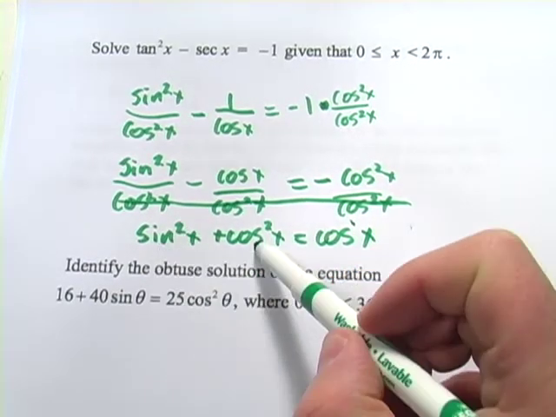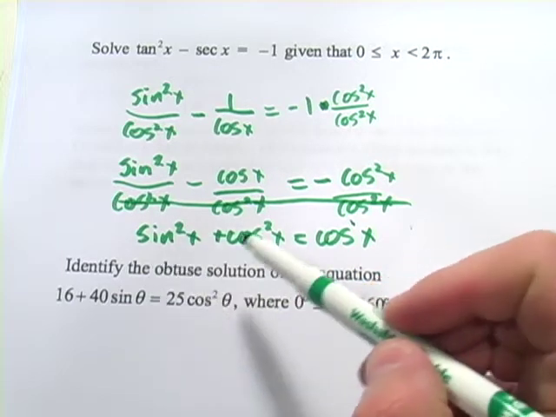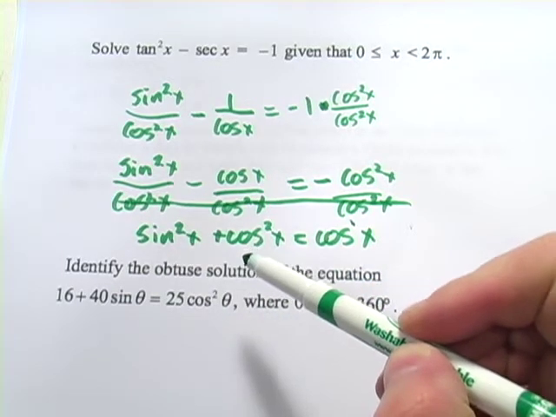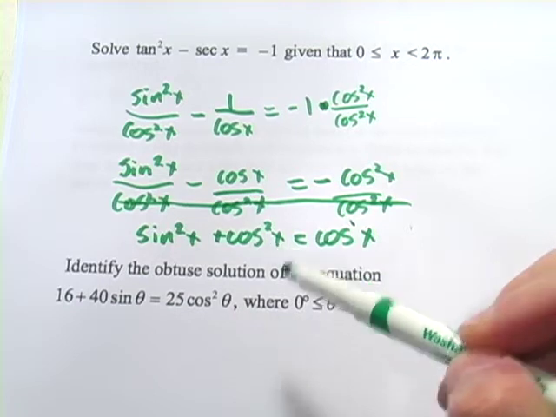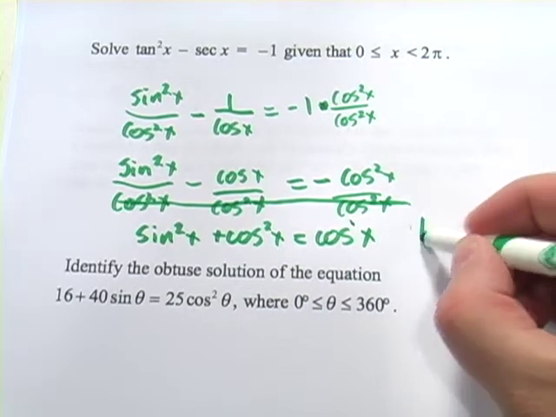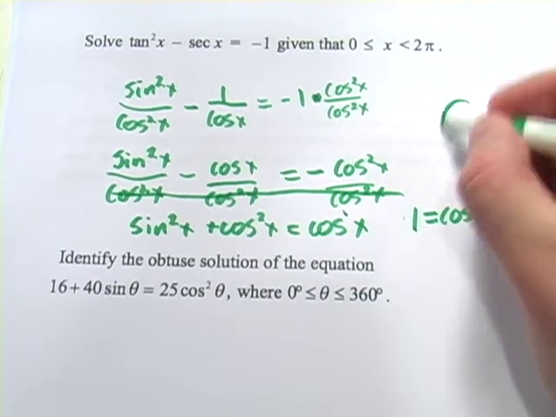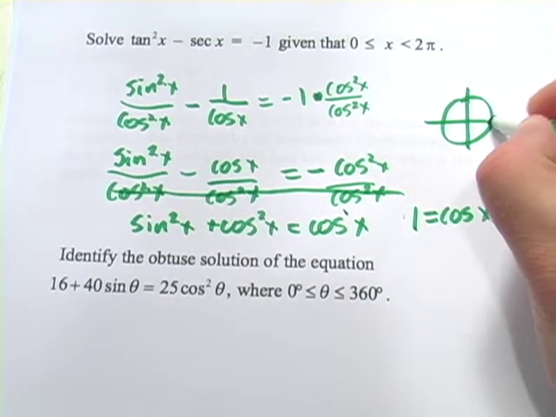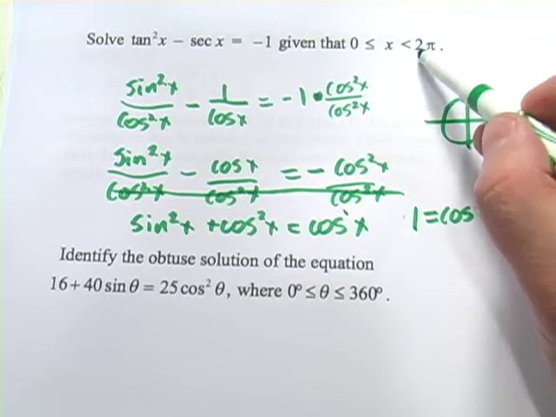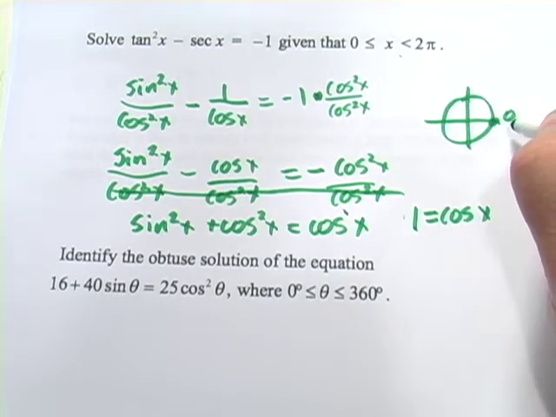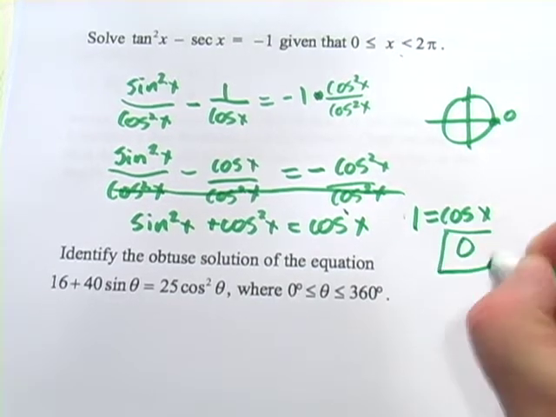And this should jump out at you. Sine squared plus the cosine squared equals 1. That is a major identity, the Pythagorean identity. So this comes down to 1 equals the cosine of x. And where does the cosine of x equal 1? Well, at 0 and 2 pi, except 2 pi is not included. So 0 is our answer.